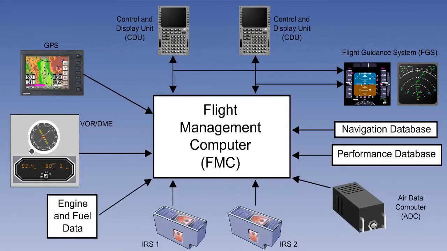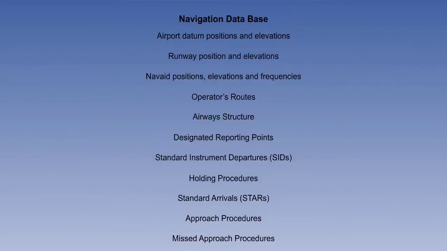There are two databases, one for navigation information and the other for performance information. The navigation database contains the position and, where required, the elevation and frequency of navigation aids, airports and runways. It also contains the operator's route structure, airways, waypoints, SIDs, STARs and approach procedures.